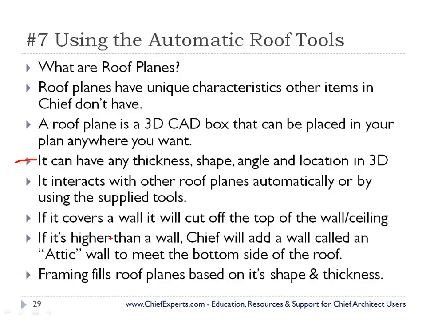If the roof is higher than a wall, Chief will add a wall called an attic to meet the bottom side of that roof. That's what it does. And the attic is just a wall added by Chief. You can change it into whatever you want. It doesn't matter. Attic walls don't have to be attic walls. There's nothing magical about them. It's just something Chief does to fill in blank space. It makes a copy of the wall below.